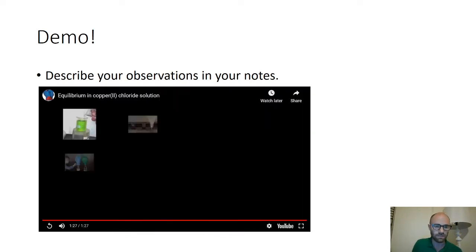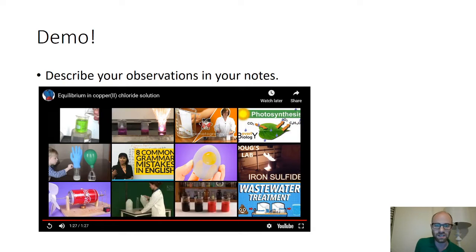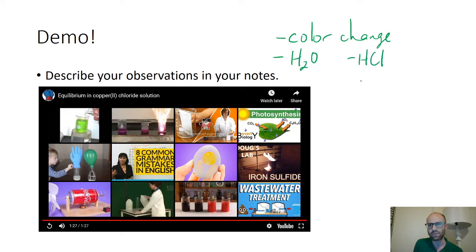All right, so some things that we quickly observed. I think we saw some color change. I saw that there was one container that had water, one container that had hydrochloric acid in it. That thing on the bottom was a stirring bar.